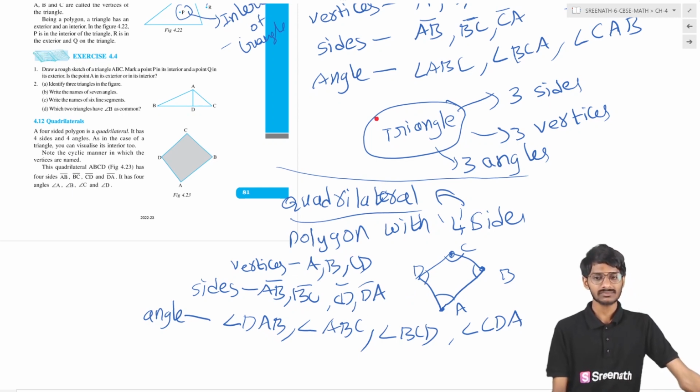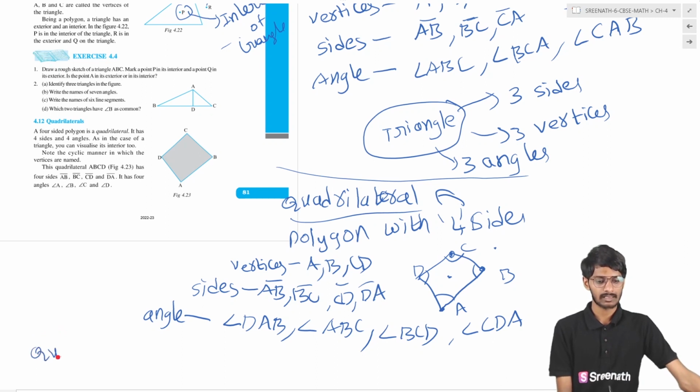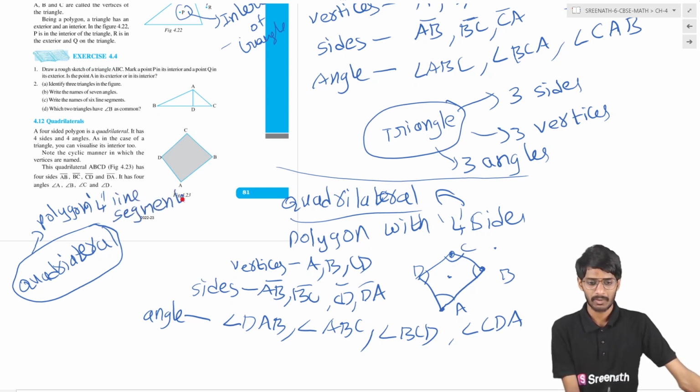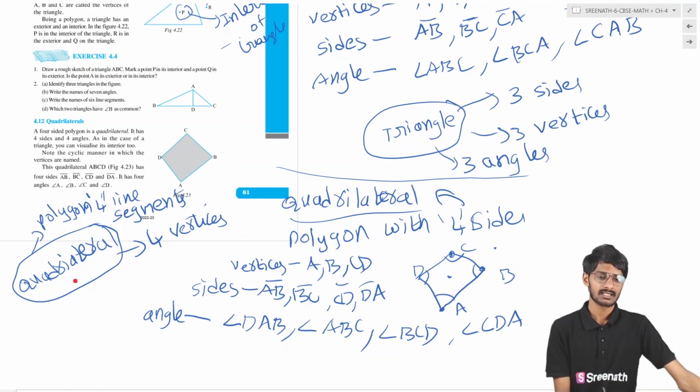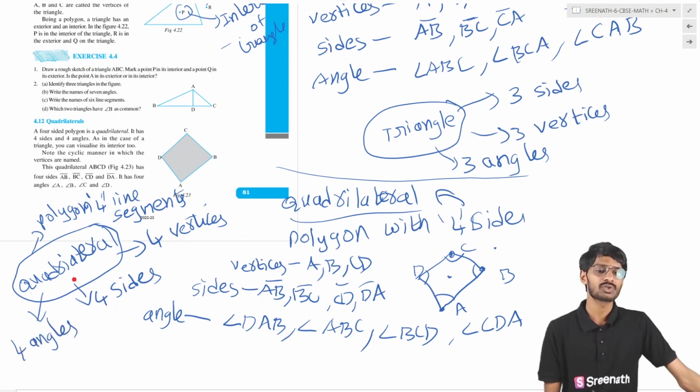Similar to triangles, a quadrilateral also has an interior, an exterior, and a boundary. So finally, what is a quadrilateral? It is a polygon with four sides or four line segments. This is one thing you have to remember, students. The next thing, it has four vertices, similar to a triangle having three vertices. It has four sides, similar to a triangle having three sides. It has four angles, similar to a triangle having three angles. So this is about the quadrilateral, students.